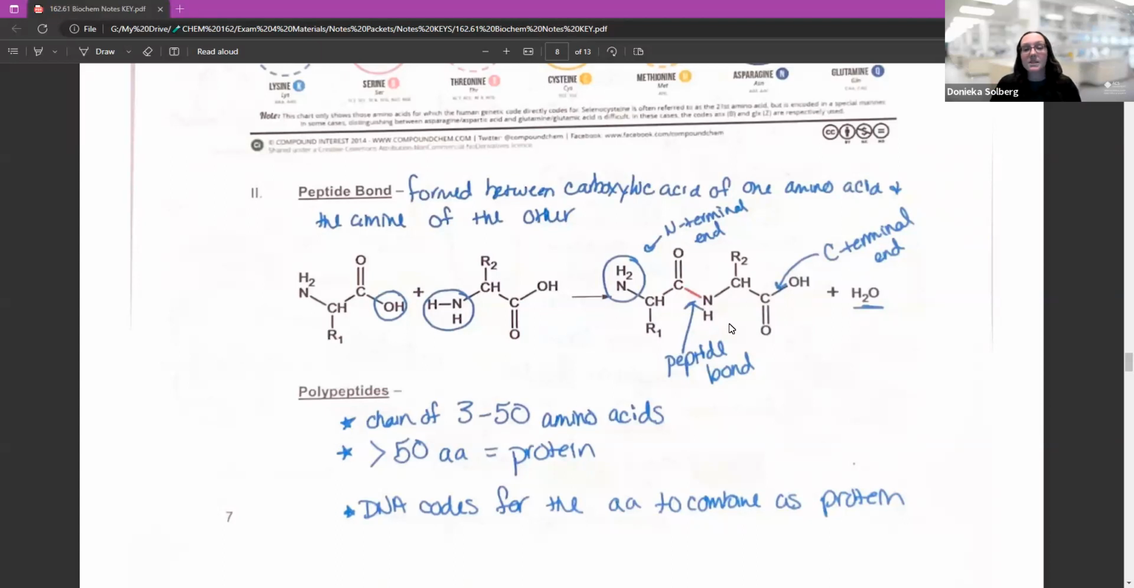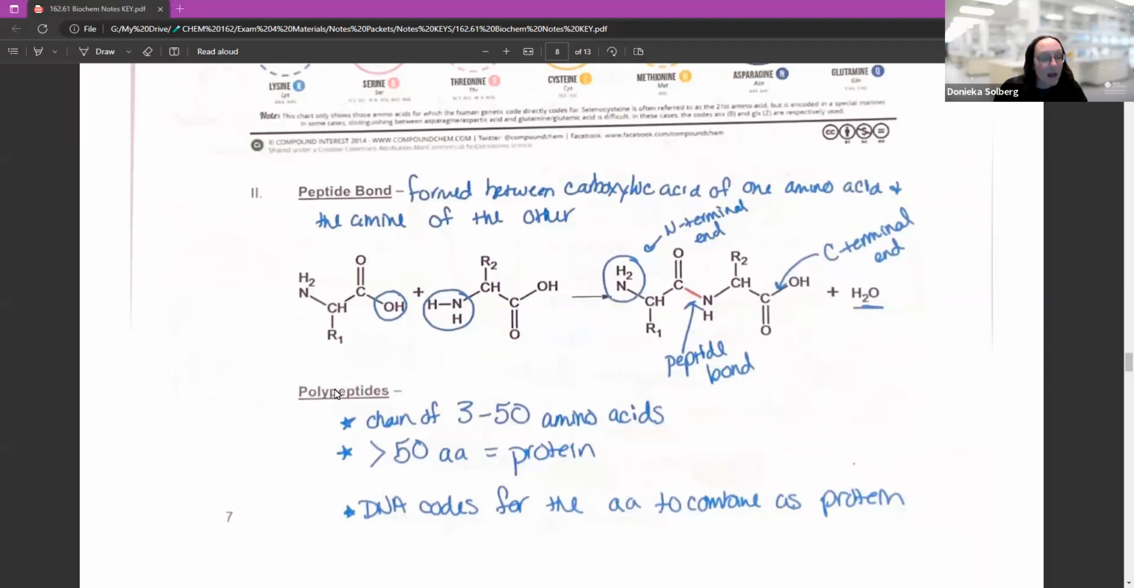So then when we stick all of these together, you'll have a big long chain of amino acids. One end would have an extra NH2 on it. The other end has a carboxylic acid on it. We call this end the N-terminal end, and this end the C-terminal end. And so that's how we differentiate between the two ends of a peptide chain.